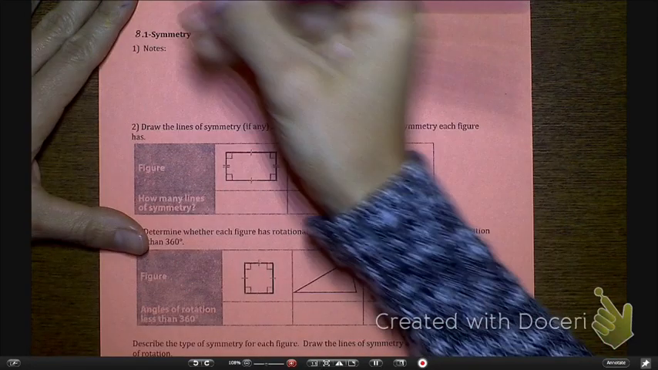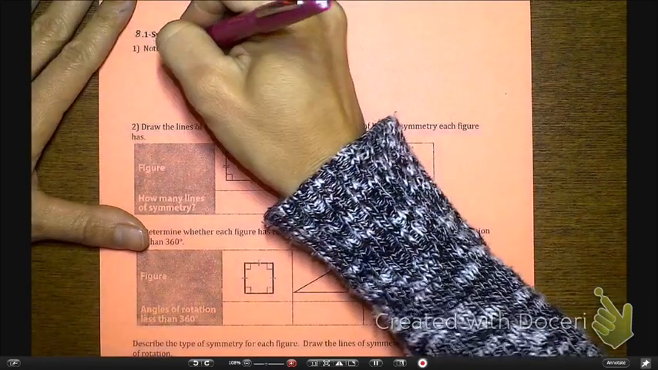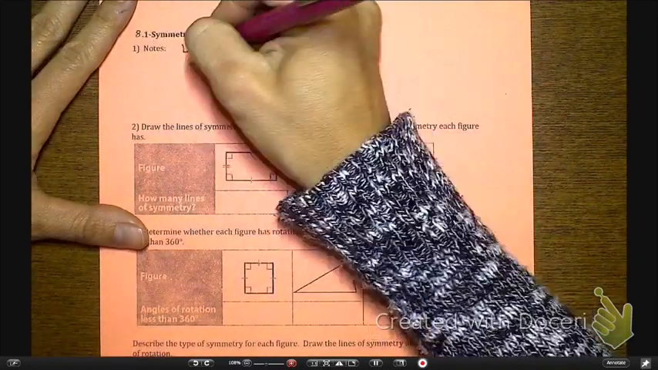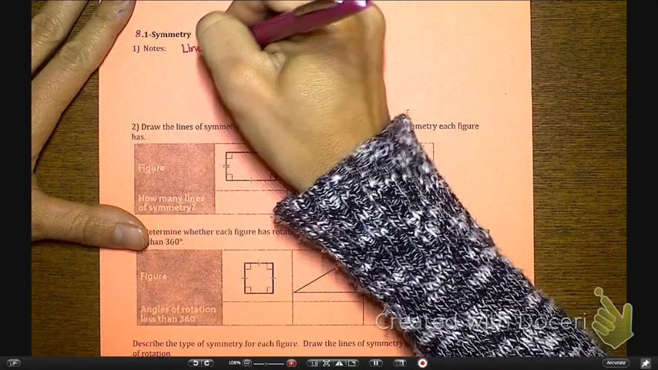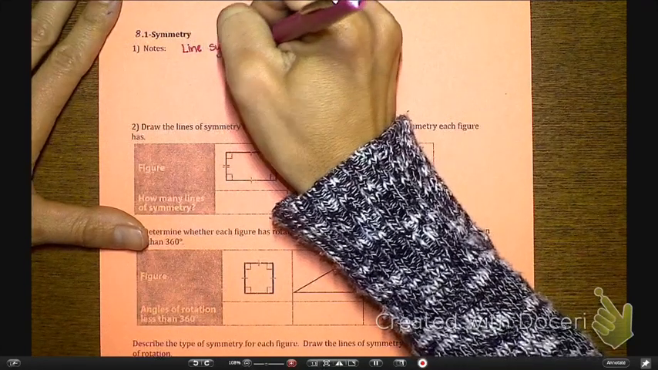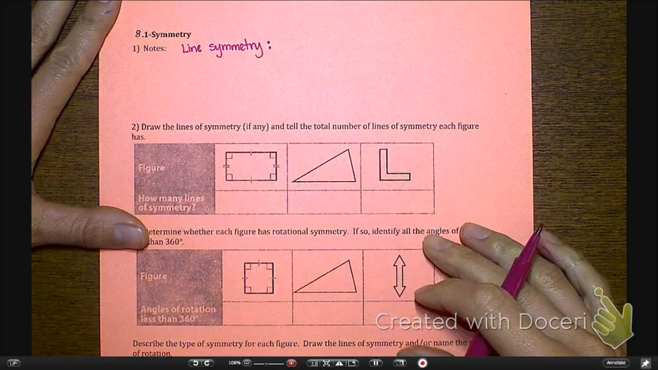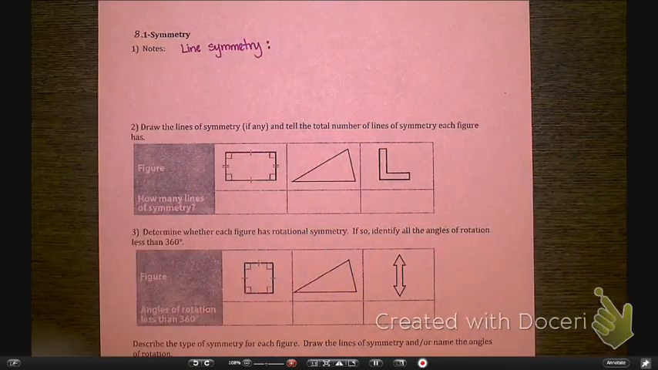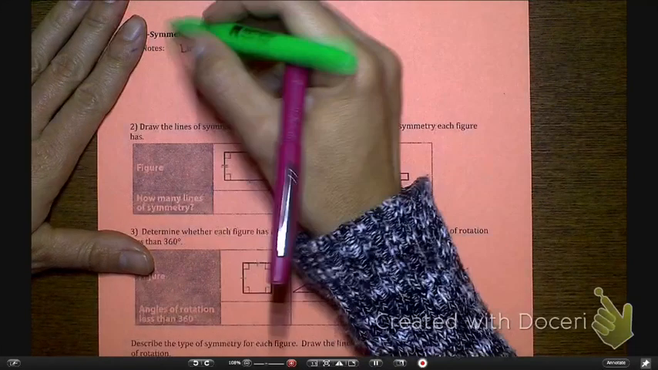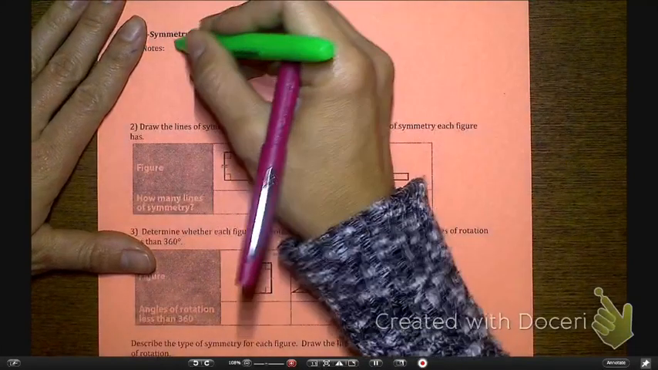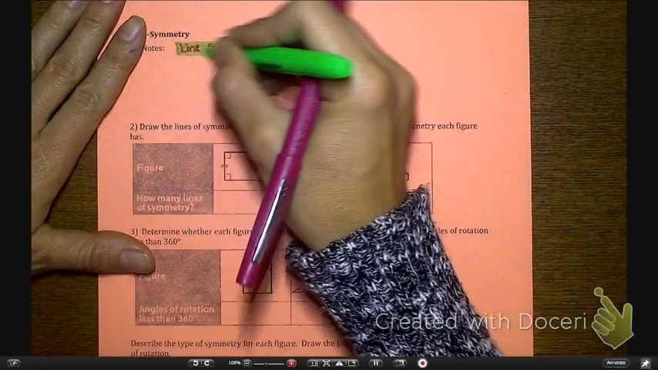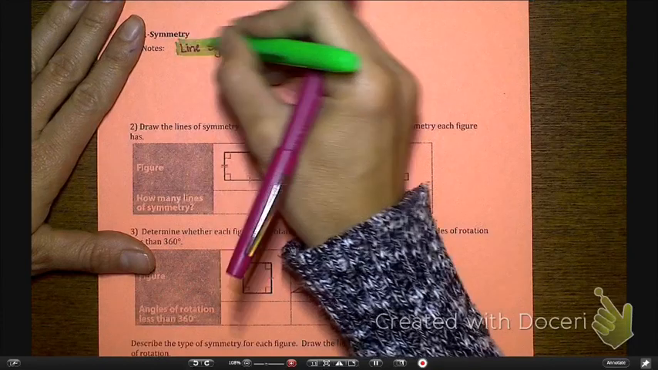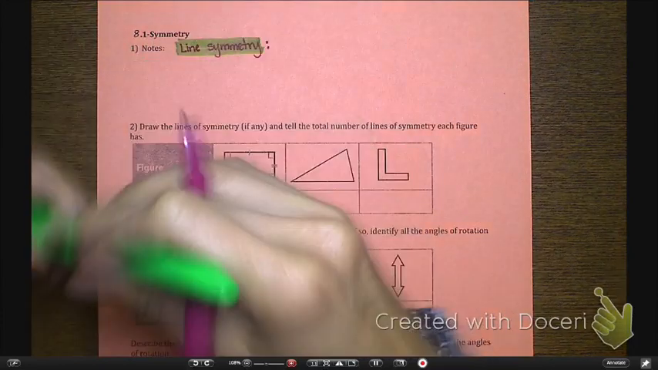So that type of symmetry is a specific type of symmetry called line symmetry, okay? So line symmetry is going to be your first definition. Line symmetry is the kind of symmetry like a butterfly's wings. And I think it's typically what we think of when we hear the word symmetry.